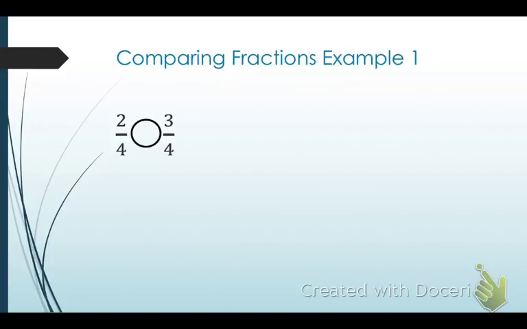So what does that look like? So the first thing, this example one, I'm looking at the denominators, and the denominators are 4. And since those are the same, then we just compare the 2 and the 3. And so, obviously, since 2 is smaller than 3, then we would say 2/4 is less than 3/4.